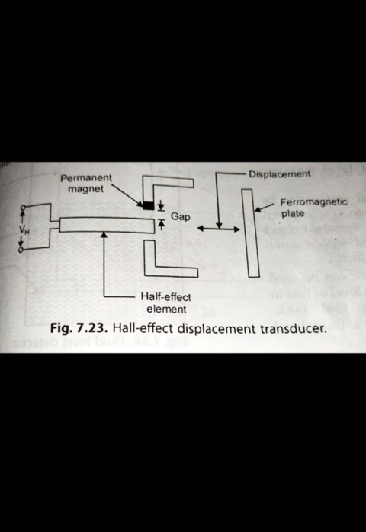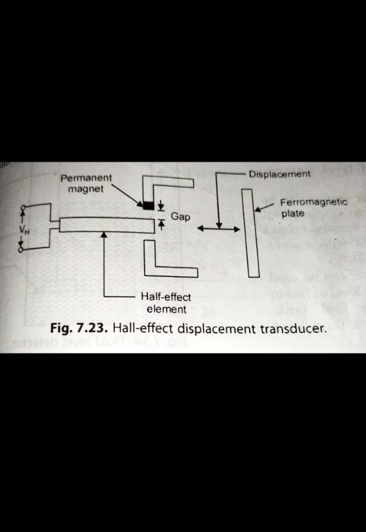A Hall effect transducer may be used to measure linear displacement or to locate the position of a structural element in cases where it is possible to change the magnetic field strength by variation in the geometry of the magnetic structure. Here the figure shows the arrangement of the Hall effect displacement transducer. The Hall effect element is located in the gap adjacent to a permanent magnet.